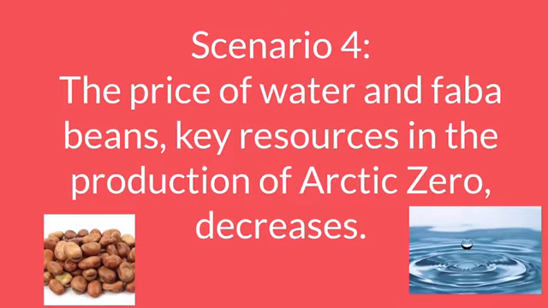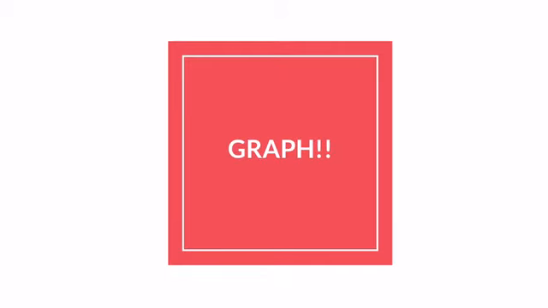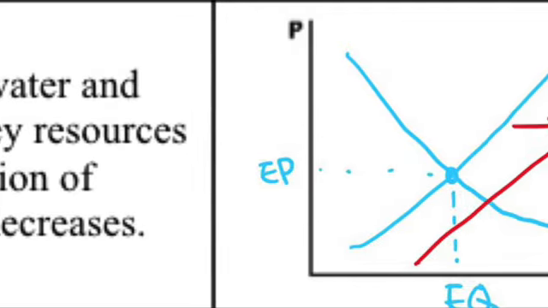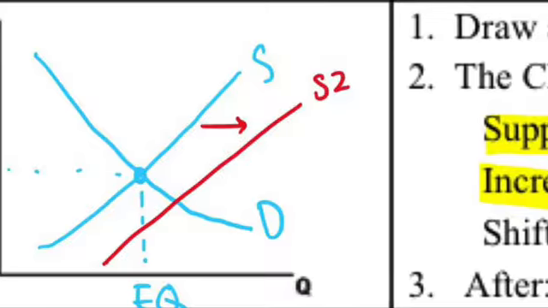If the price of water and faba beans, key resources in the production of Arctic Zero, decrease, what will happen to the graph? You're correct if you said that supply would increase and the supply curve would shift to the right.